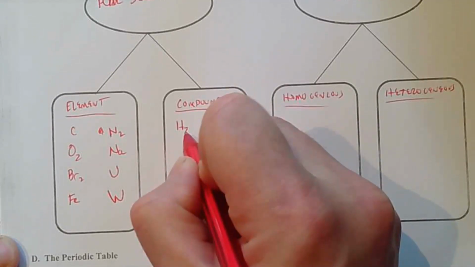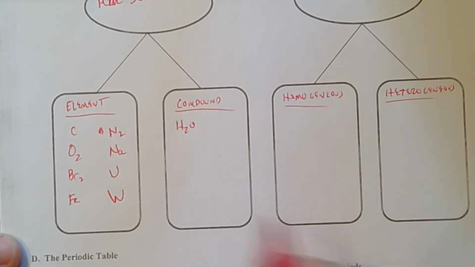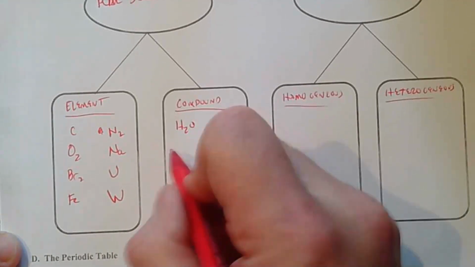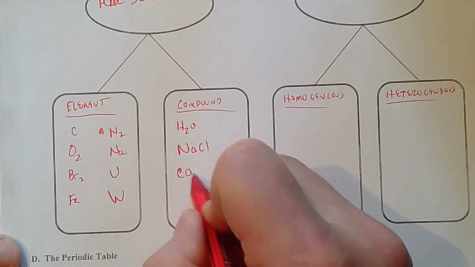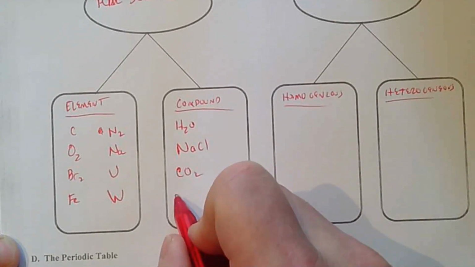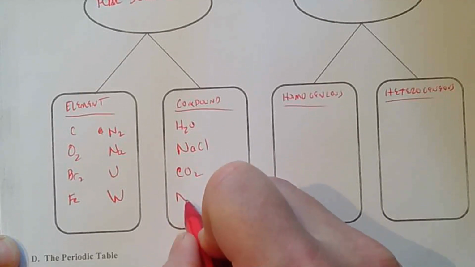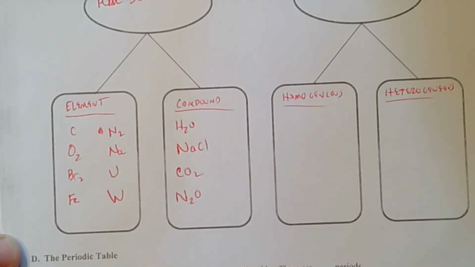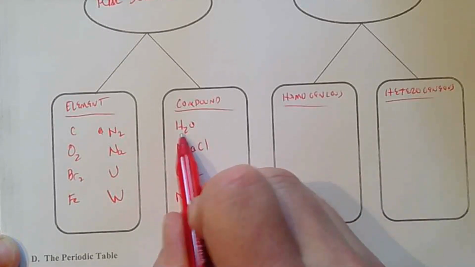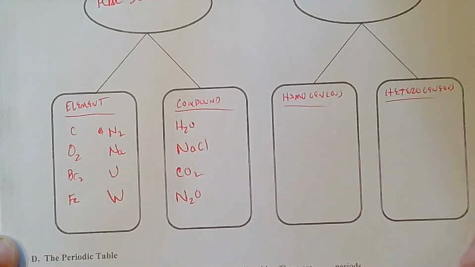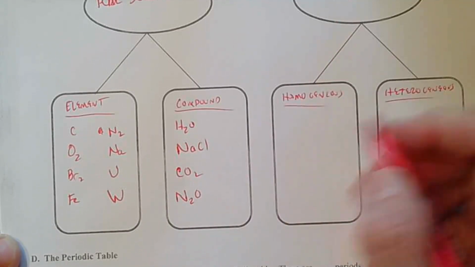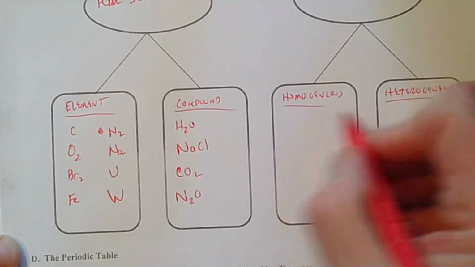Compounds, right? I'm just going to write formulas for compounds. Like H2O, right? We know that as water. Table salt, sodium chloride, carbon dioxide, N2O, which I believe is nitrous oxide or laughing gas. You notice the key thing here, how many capital letters in the formulas? Right, at least 2.